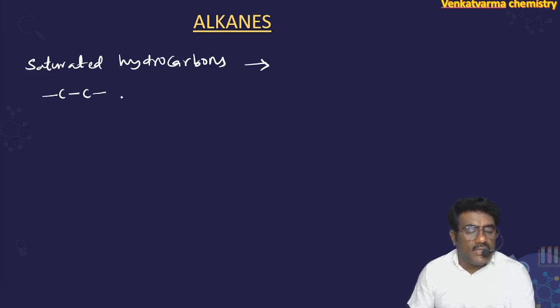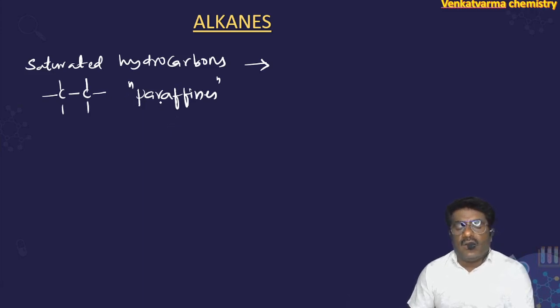These are also known as paraffins. What is meant by paraffins? These are inert in nature toward other substances like acid and base. So that's why the alkanes are also known as paraffins.